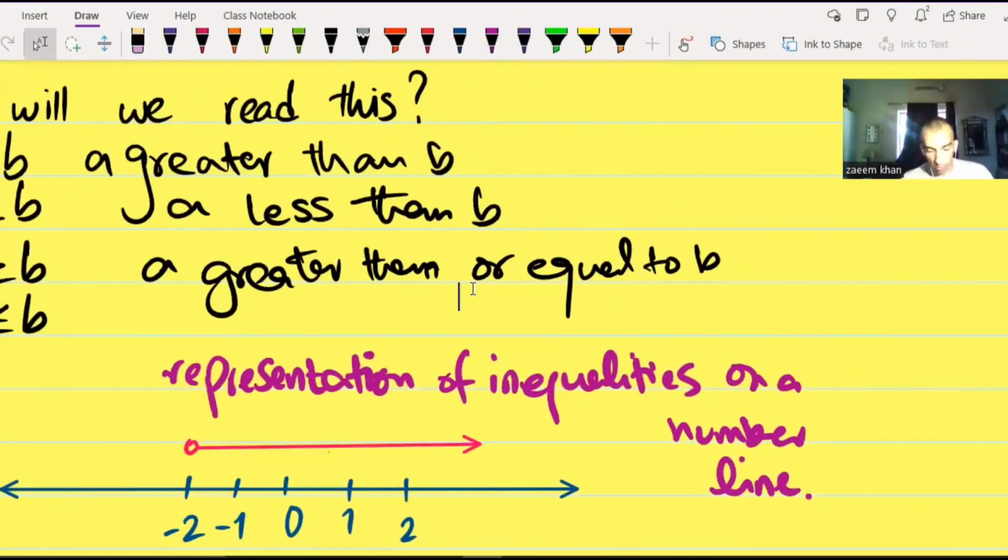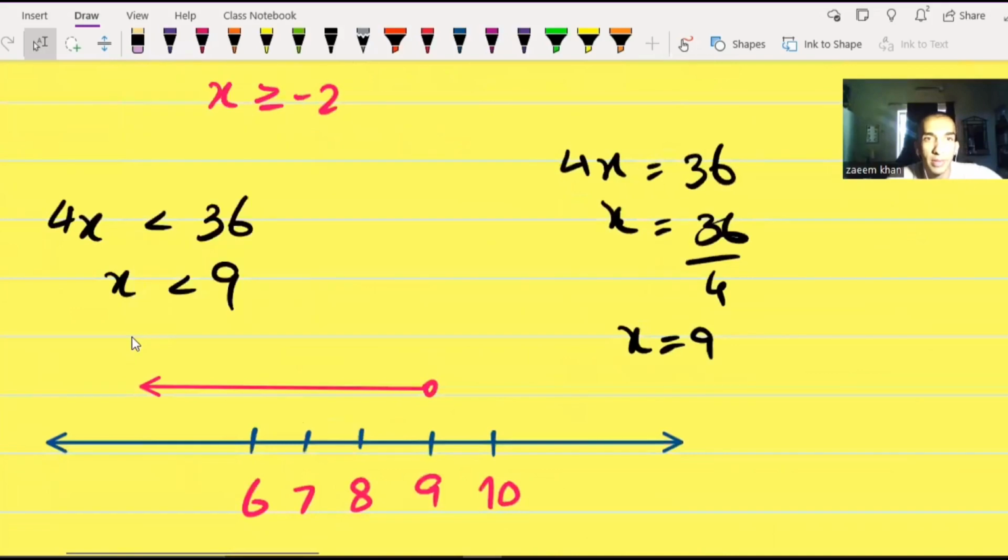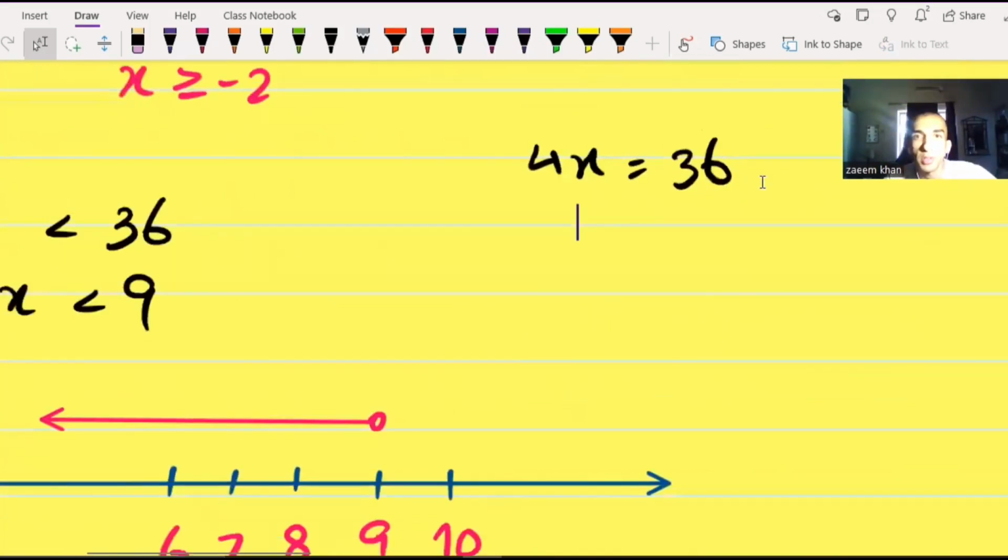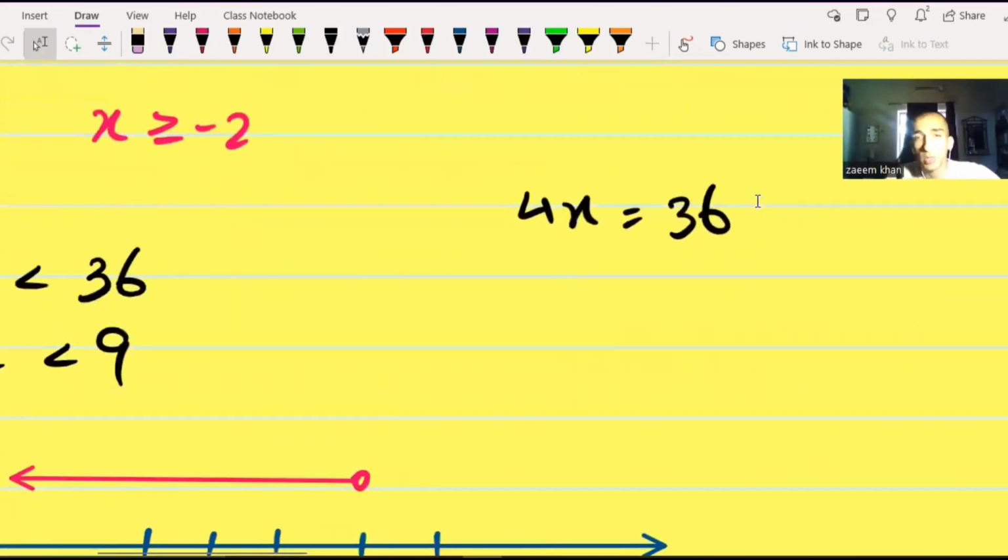Now we're going to do the tricky part. This is where I would want you to stay ready. Inequality looks like this. In fact, not inequality. Let's do an equation first. For instance, the equation looks like this: 4x is equal to 36.